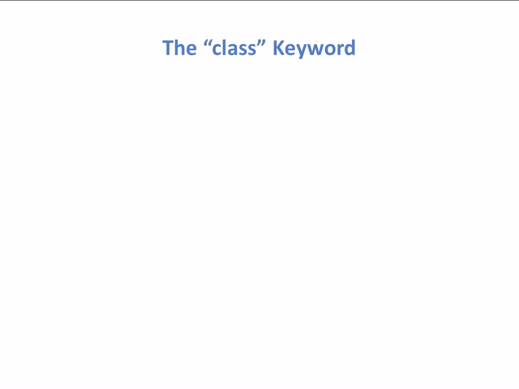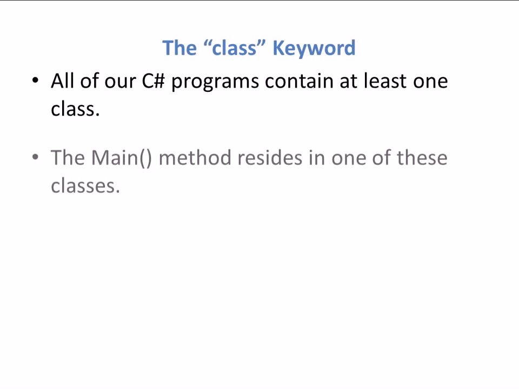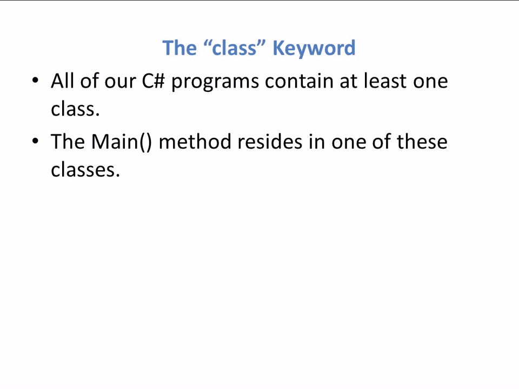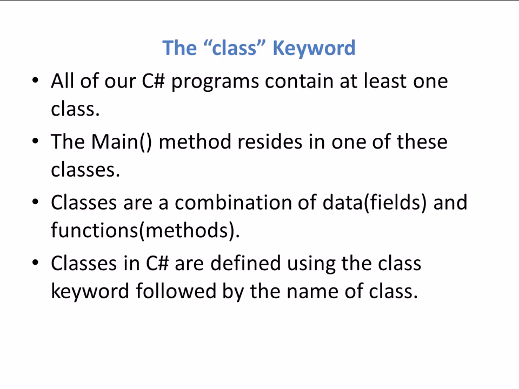The class keyword. All of our C# programs contain at least one class. The main method resides in one of these classes. Classes are a combination of data and functions that can be performed on this data in order to achieve the solutions to our problem. Classes in C# are defined using the class keyword followed by the name of the class.